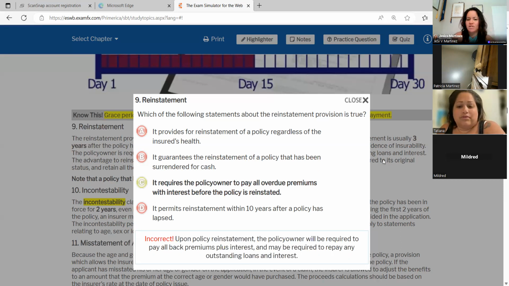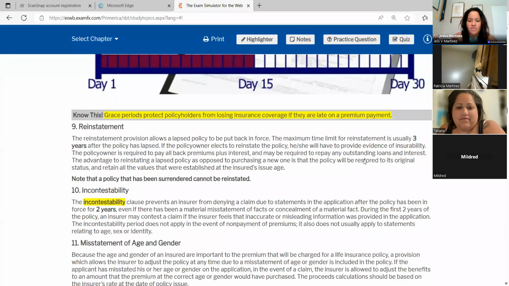So hold on, let's go back to it, because I thought, oh no, if the policy owner elects to reinstate the policy, he or she will have to provide evidence of insurability. So you do have to prove again that you are healthy enough for the policy. Oh, premiums plus interest. That's what happens when you read so fast and you skim through the things. But let's see if we get it again.